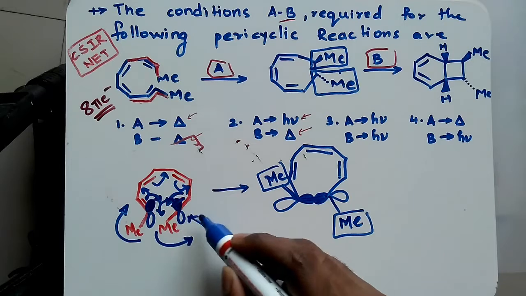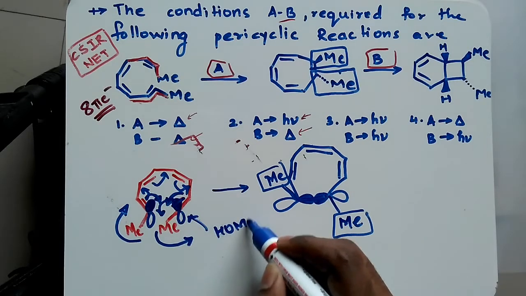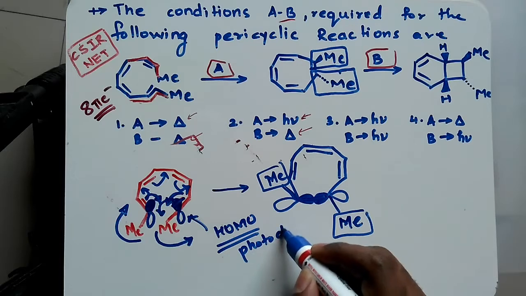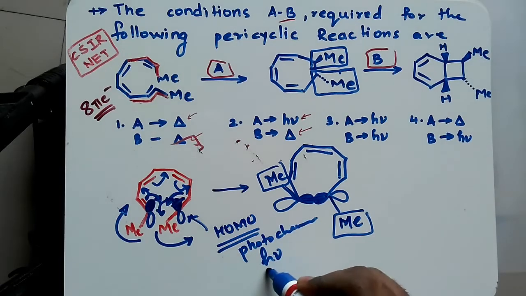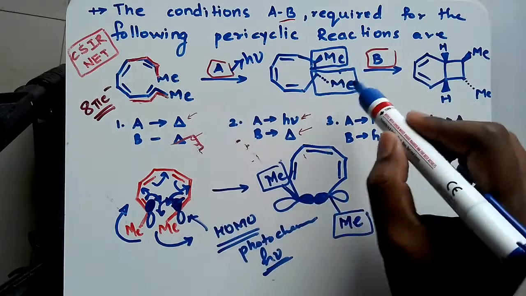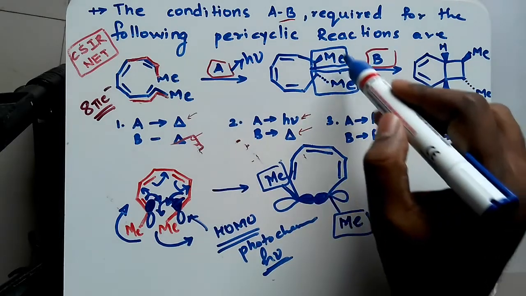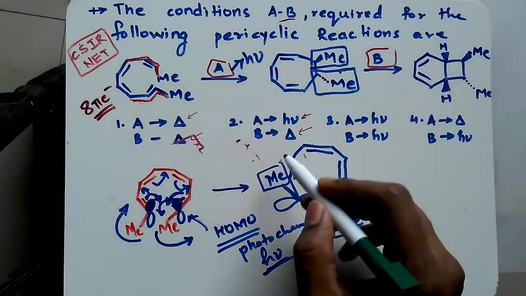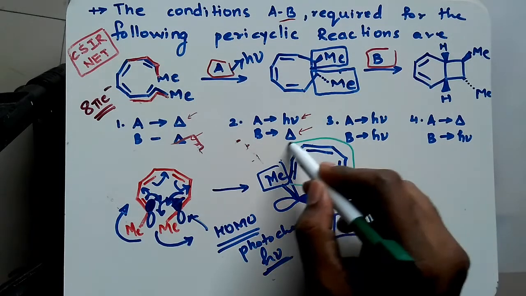The HOMO that we selected here was from the photochemical condition, right? Photochemical, so it will be H nu. So A is H nu. This we have to remember. A is H nu only, then we will get the trans product here. In the next part, this is the case.